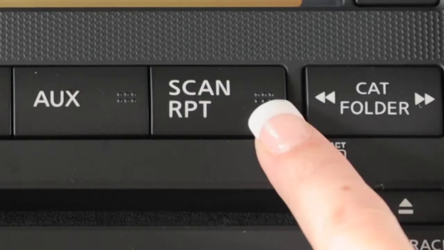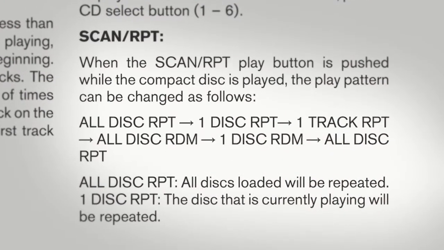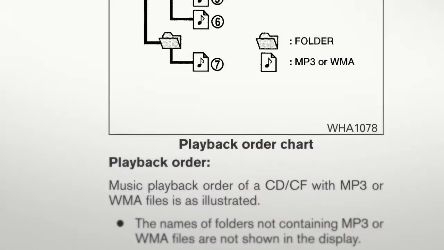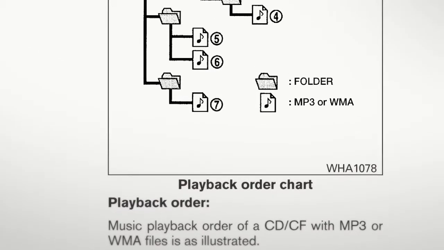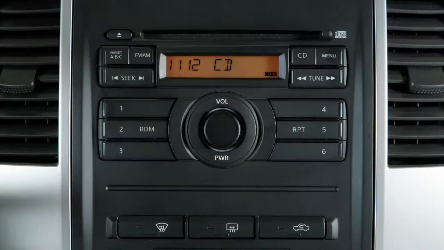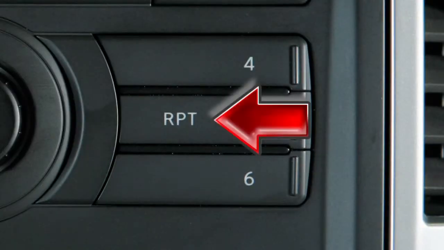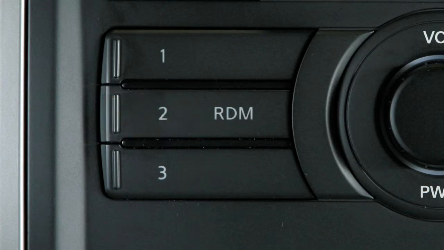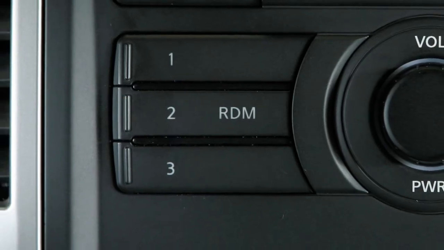Press the Scan Repeat button while a CD is being played to change the play pattern among repeat, random, and normal play of discs and their tracks. This feature also works to randomize or repeat tracks, discs, and folders when MP3 discs are played. On single-disc players, press the Repeat button to repeat the current track. Pressing the Random button will randomize the play pattern of all tracks on the CD.